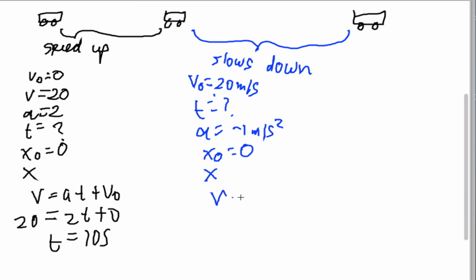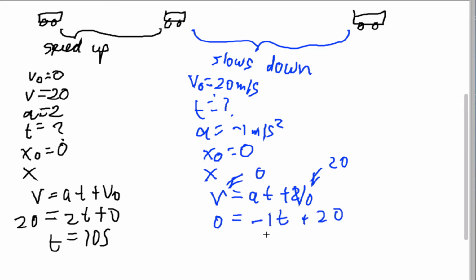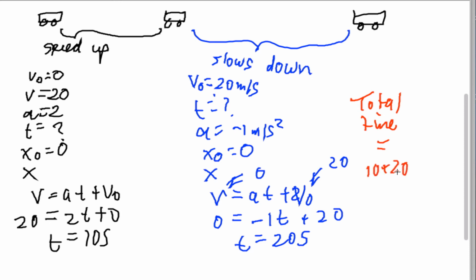But now let's be careful. V equals at plus v naught. And this is 20 because I end up at 0. So I'm going to get 0 equals -1 times t plus 20. And t here works out to 20 seconds. So my total time is going to equal 10 plus 20, which is 30 seconds.